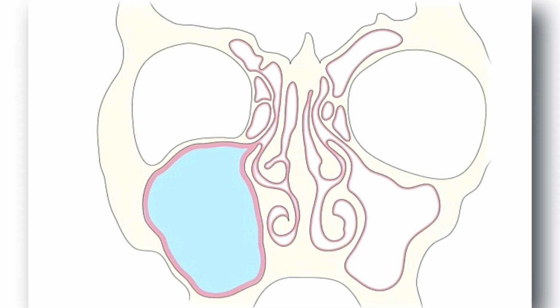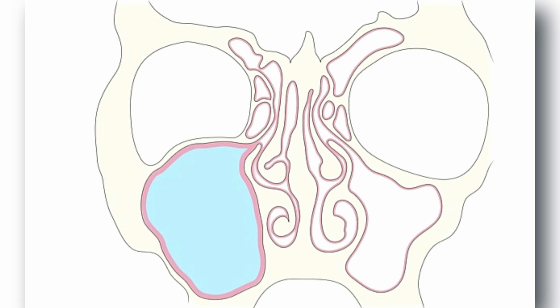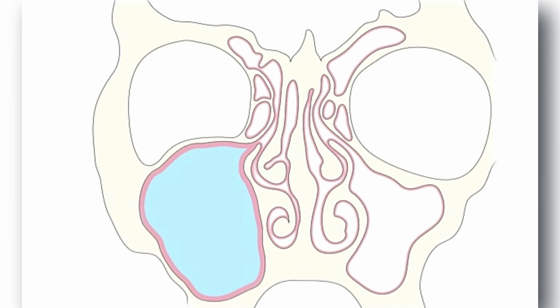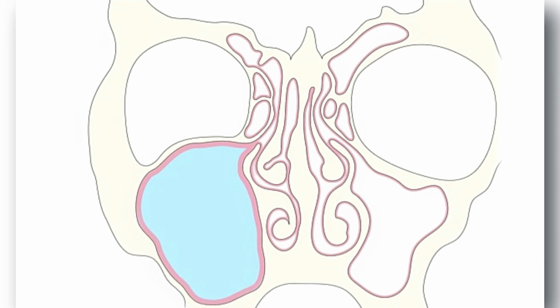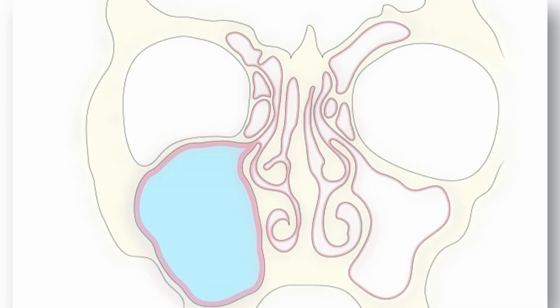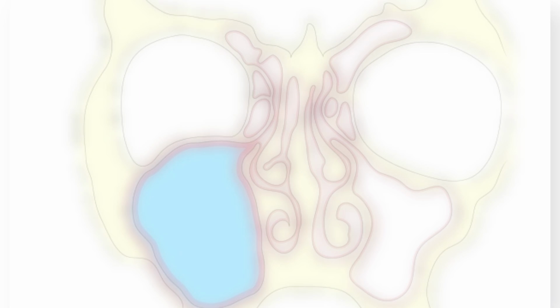Symptoms vary depending on the sinus involved. In many cases, patients may have pain, pressure, or even eye symptoms if the mucocele is near the orbit. Treatment is usually surgical. The goal is to open the blocked sinus and allow drainage.